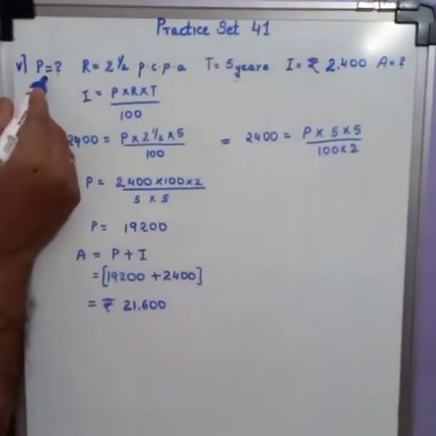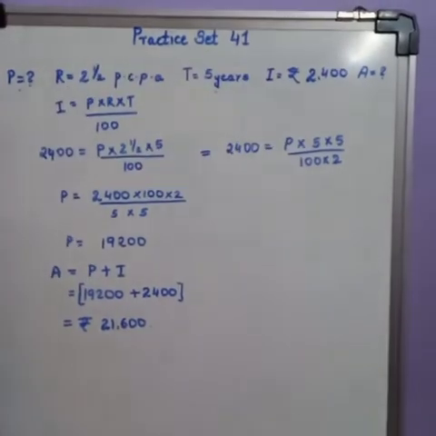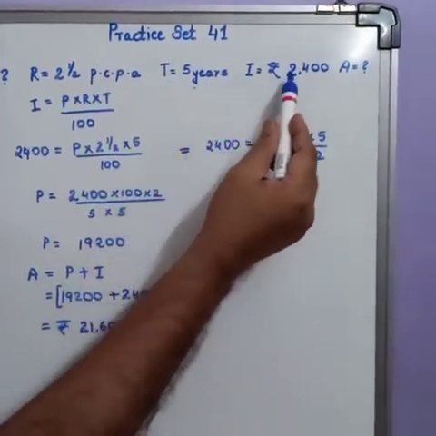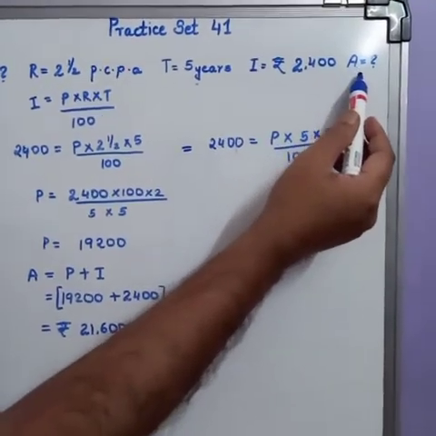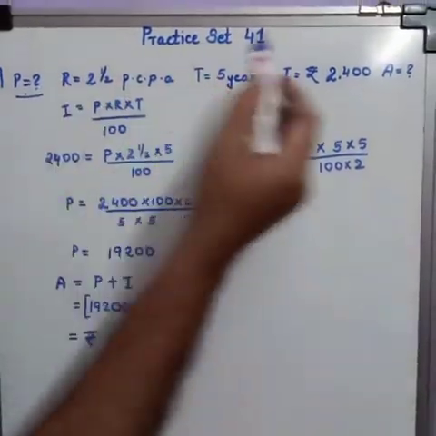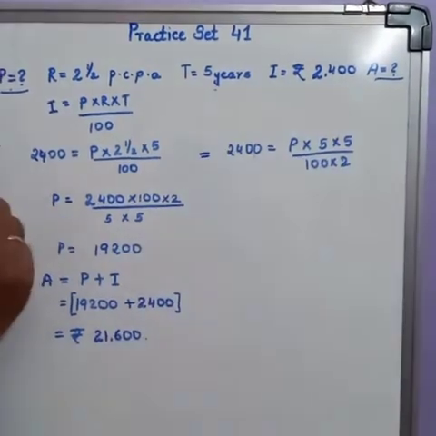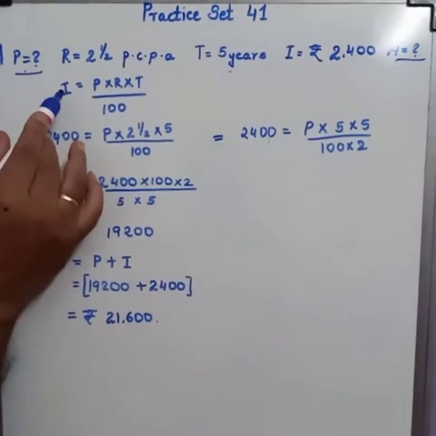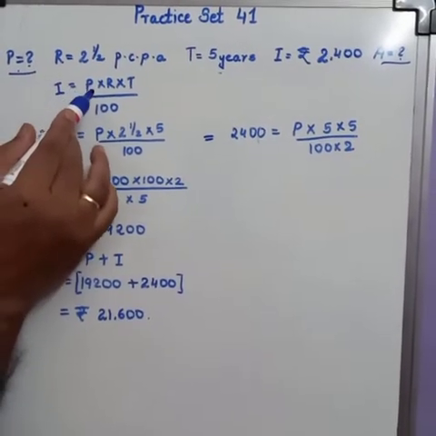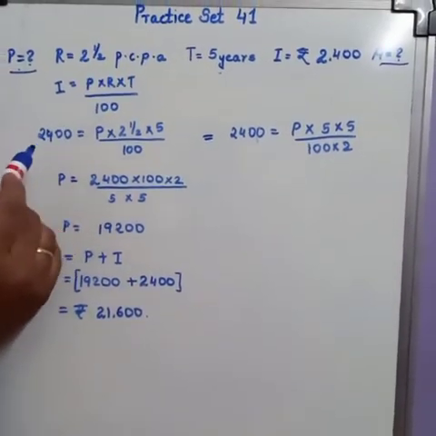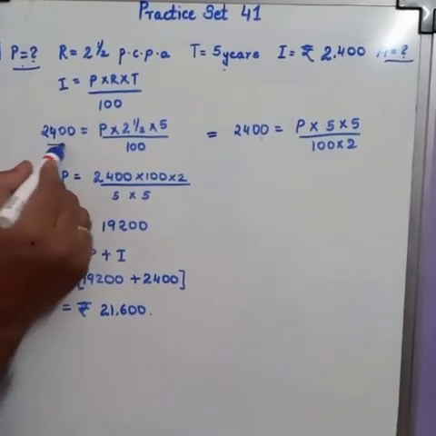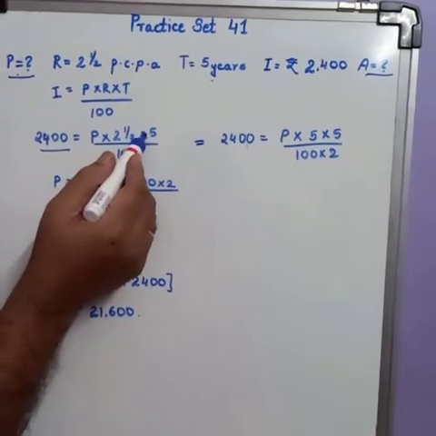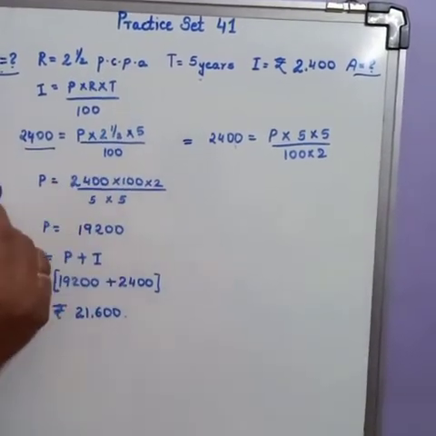Here principal we don't know. Rate of interest is 2.5. Time 5 years. Interest 2,400. Amount we don't know. So we need to find principal as well as amount. So first we'll find principal. For finding principal, we'll use that formula. I is equal to P into R into T on 100. Here I, that is 2,400. P we don't know. Rate of interest 2.5 into time, that is 5 upon 100.